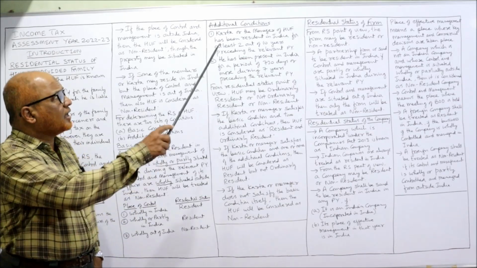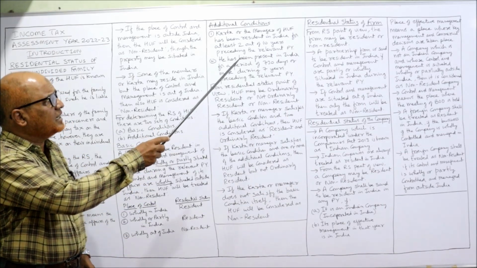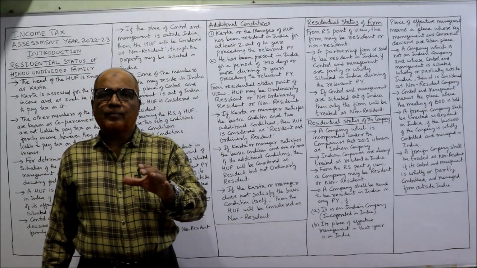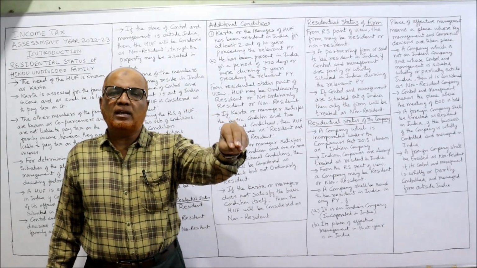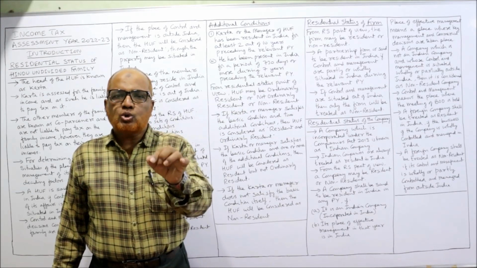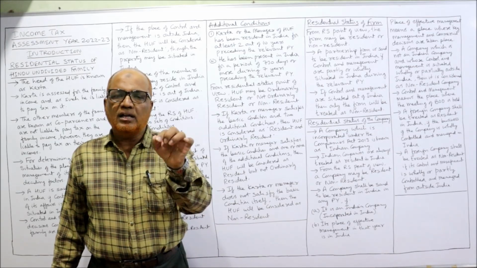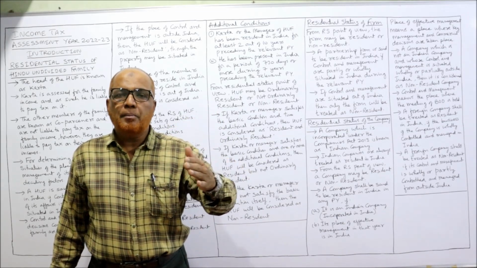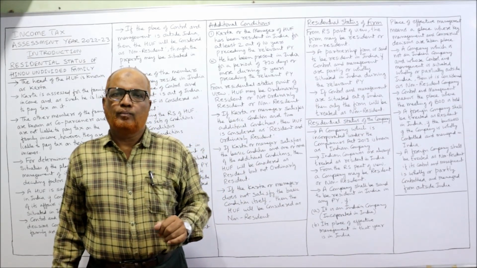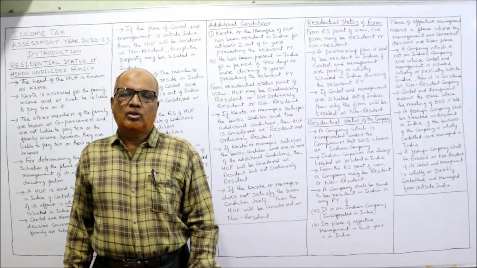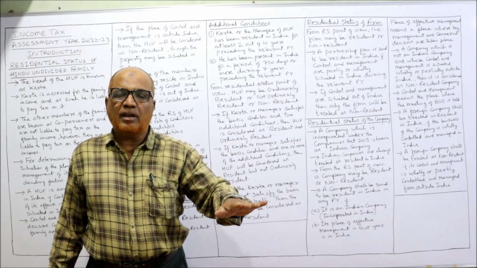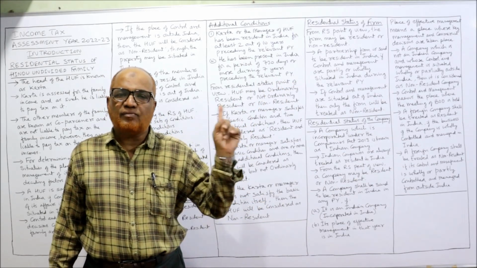First additional condition. Karta or the manager of HUF has been resident in India for at least 2 out of 10 preceding previous years. Sometimes Karta will give the power to any other member. He will become the manager. So if the Karta or manager is there, he should be resident in India at least 2 out of 10 previous years preceding the current previous year. Our current previous year is 21-22. Assessment year is 22-23. The previous year 21-22. Before 21-22, in 10 years, he must be resident in at least 2 out of 10. That is the first additional condition.